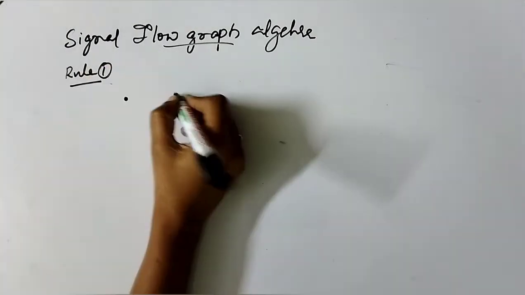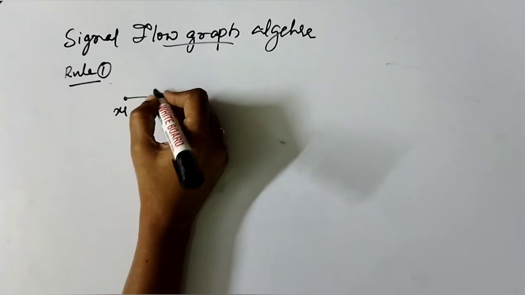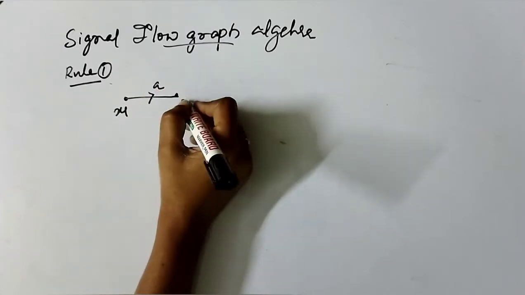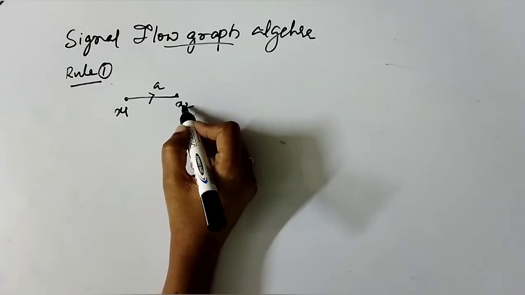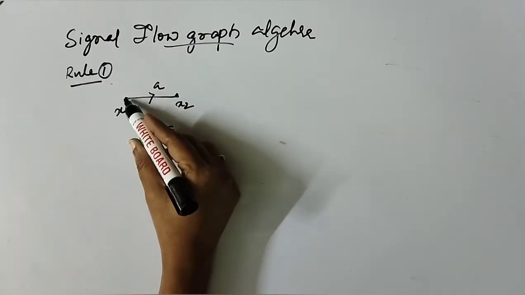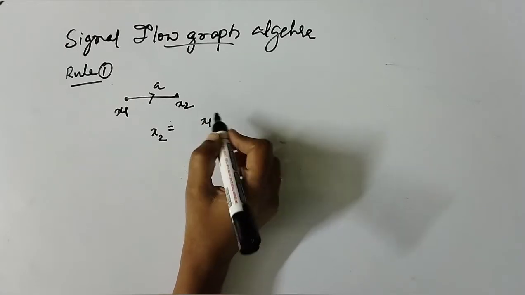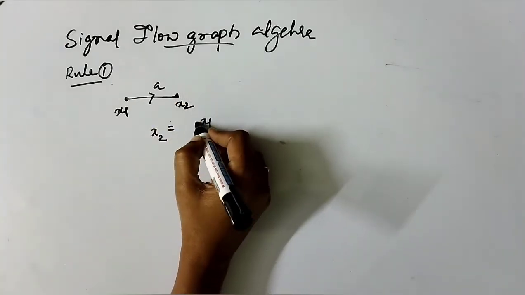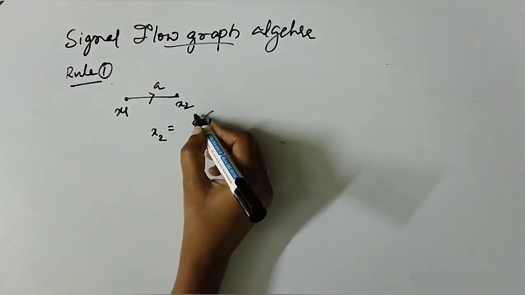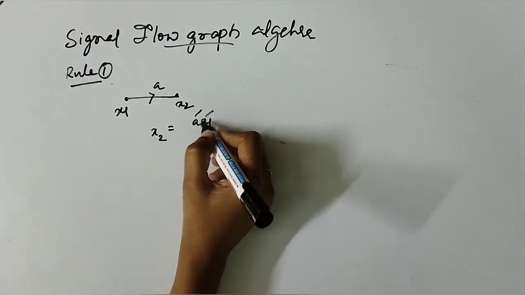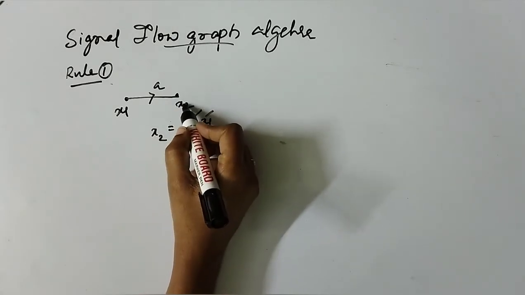Rule 1: you have two nodes, x1 and x2, where the gain is A. The incoming signal for node x2 is the product of the signal at the previous node, x1, and the gain, which is nothing but A. So the product of the signal at the previous node and the gain gives us the incoming signal for the next node, that is x2.